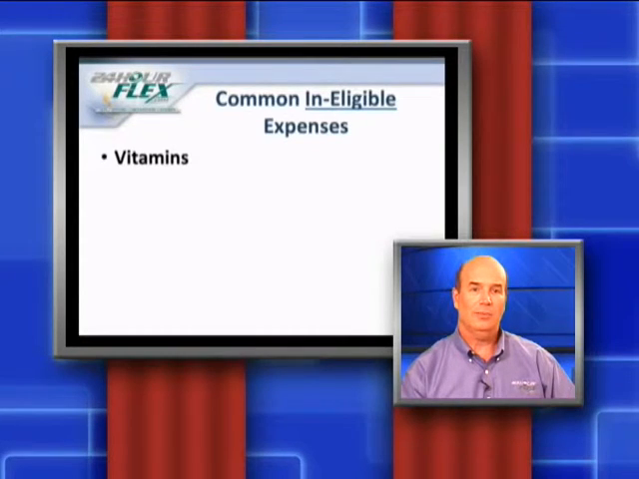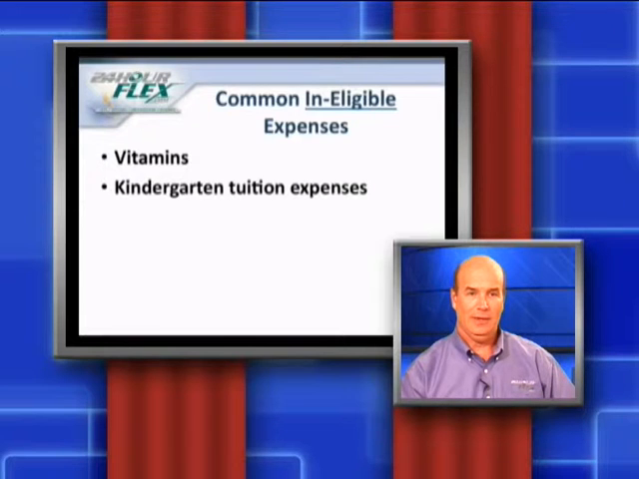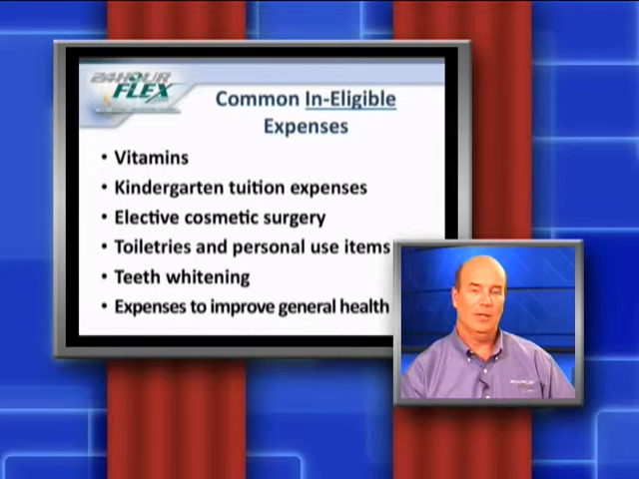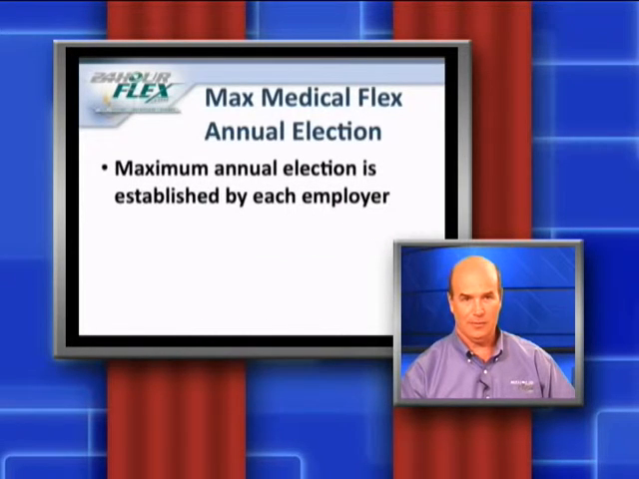However, Band-Aids, ACE wraps, crutches, walkers, wheelchairs, medical devices such as blood pressure monitors, these are eligible medical supplies and they will continue to be eligible after December 31st. Common ineligible expenses include vitamins, kindergarten tuition expenses, elective cosmetic surgery, toiletries and personal use items, teeth whitening and veneers. These are all ineligible medical expenses. Any expenses that are used to improve your general health are also ineligible.